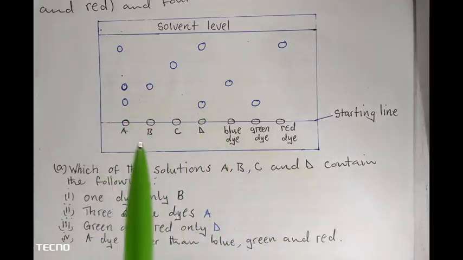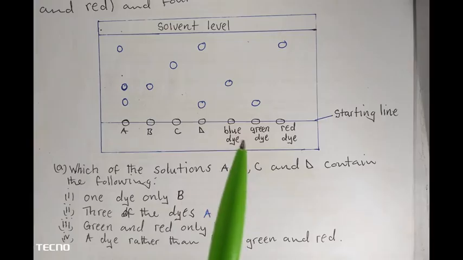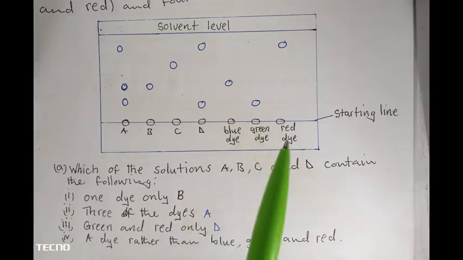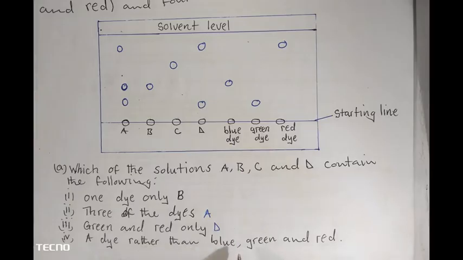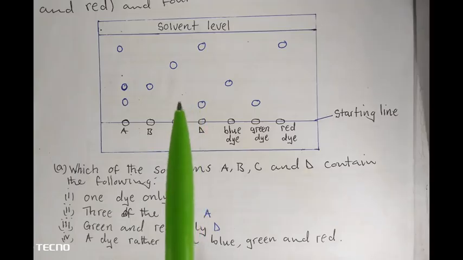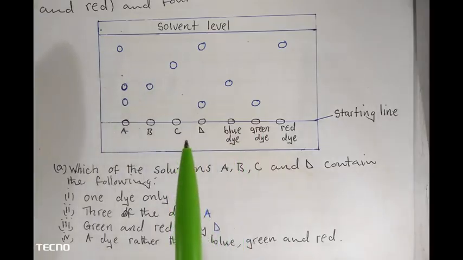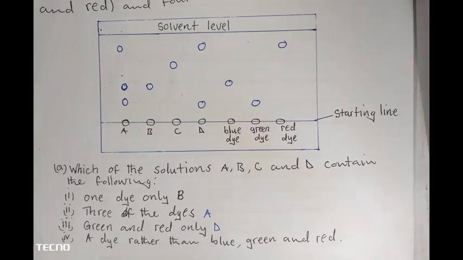Then a dye other than blue, green, and red. Here we go to a component which has none of these dyes. When you look at these solutions, the only one which is pure, which does not contain any of these dyes, is C. So here the answer is C. C is the answer.